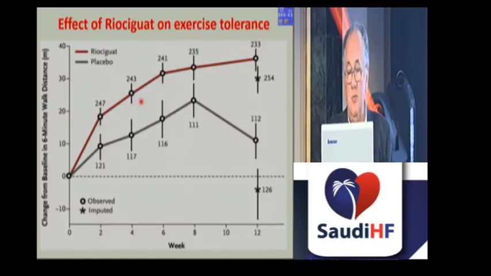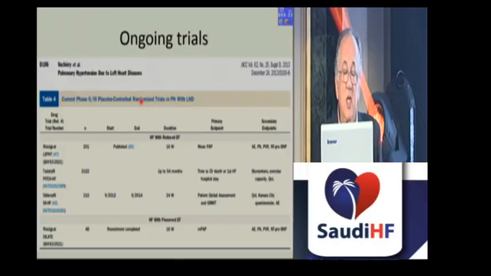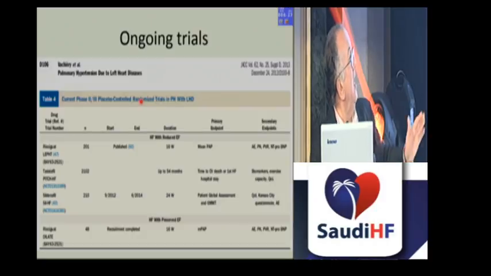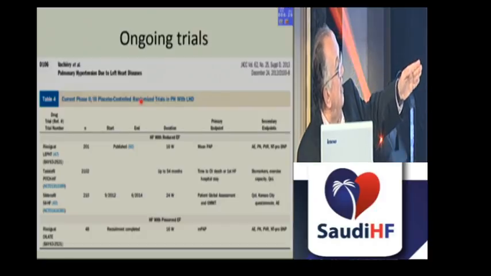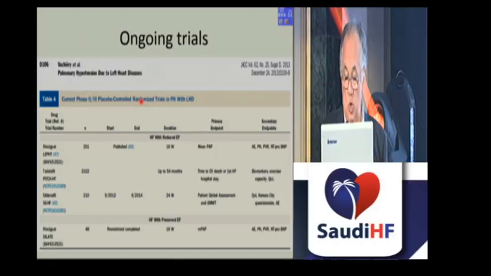Riociguat, the soluble cyclic guanosine monophosphate activator, is promising. It improves the exercise tolerance, and there are 2 of 4 ongoing trials that utilize riociguat. The results of these trials are awaited, but currently we don't have solid evidence on morbidity, mortality, long-term prognosis yet, only improved exercise tolerance, just like the previous drugs.